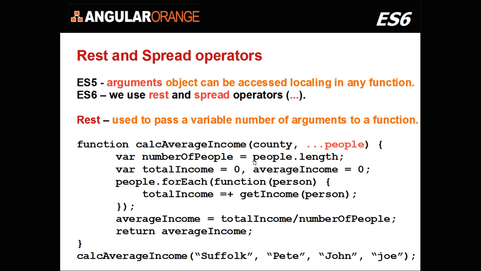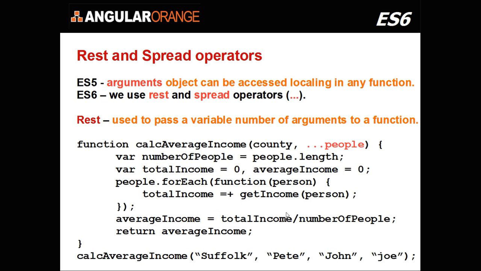And what I do is I find the length of the array, I take the total income and the average income variables, I set them to 0, and then I take the people collection, and for each element in that collection, I invoke a function, person. And what I do is the total income is equal to total income plus the income of the person. And so the average income is the total income over the number of people. I return that. So let's assume this is pseudocode for the moment.